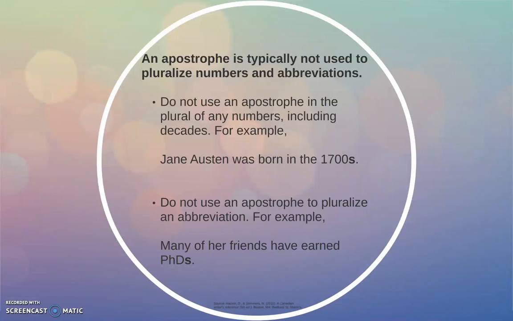An apostrophe is typically not used to pluralize numbers and abbreviations. Do not use an apostrophe in the plural of any numbers, including decades. For example, Jane Austen was born in the 1700s. Do not use an apostrophe to pluralize an abbreviation. For example, many of her friends have earned PhDs.